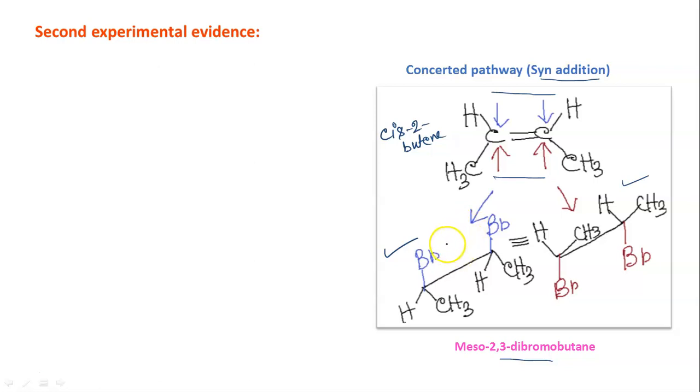Why is it meso? Because if you cut the molecule with a plane like this, then both halves are equal. This half and this half are mirror images of each other. So there is an internal plane of symmetry, and these two compounds are meso. Fine. So if it is a concerted pathway, we should get meso 2,3-dibromobutane from cis-2-butene.